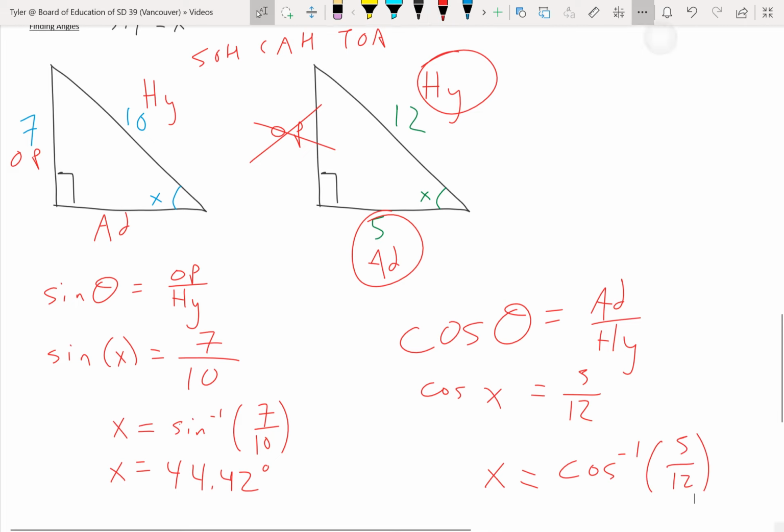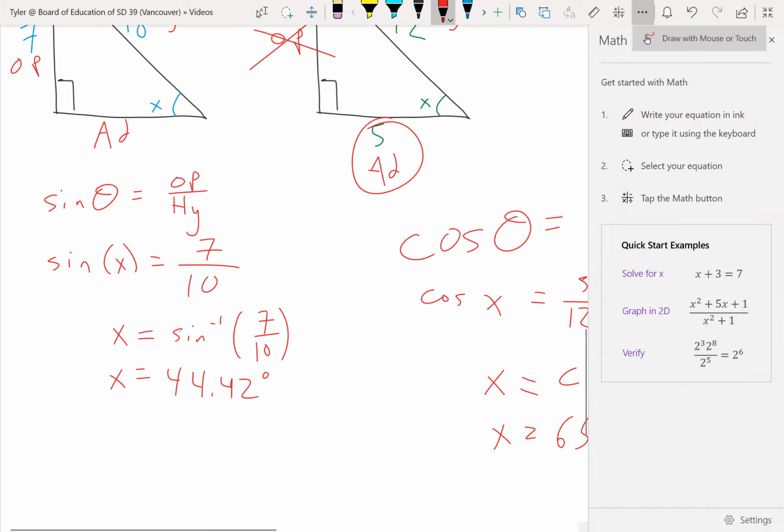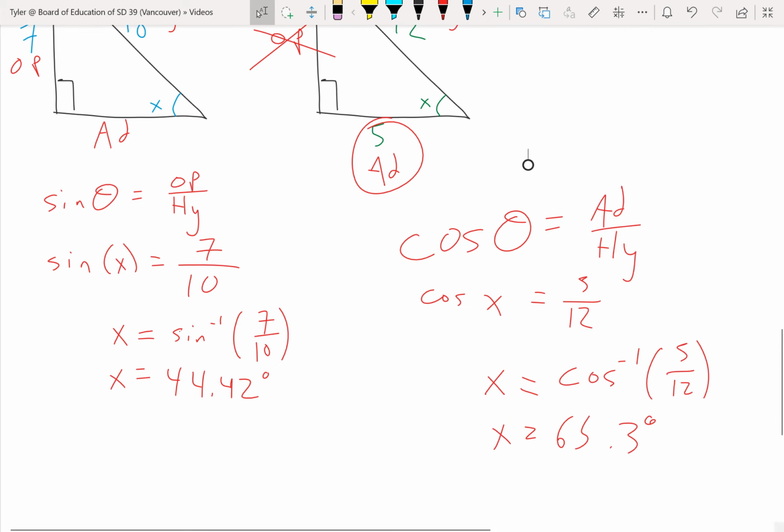Try that on your calculator. Make sure you get the right answer. When I did it, I got 65.3. And because it's degrees for an angle, I'm going to write the degrees right there. And that's it. That's the skills of how to do it. Almost every single question is the same. The only difference is it might be word problems or whatever.